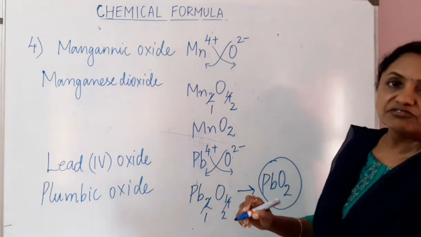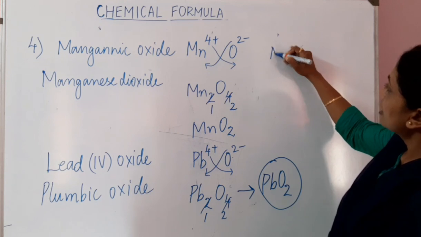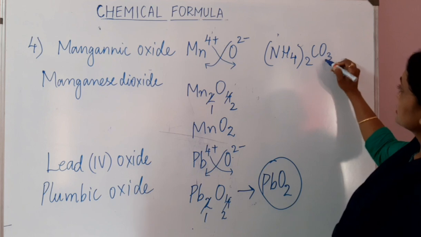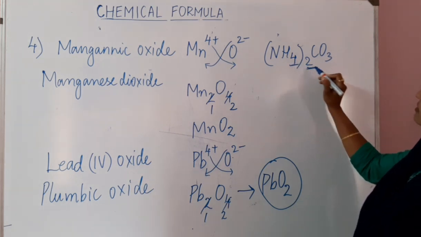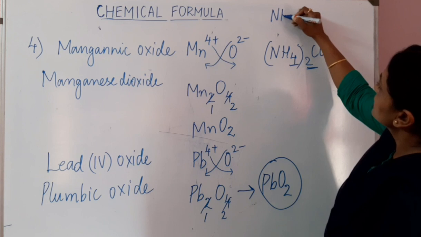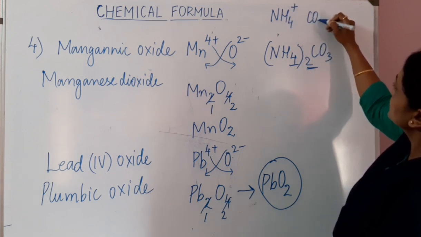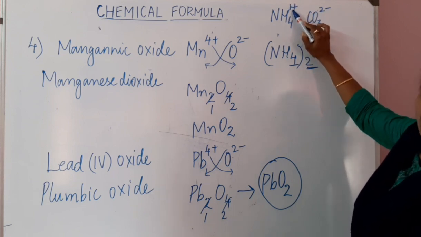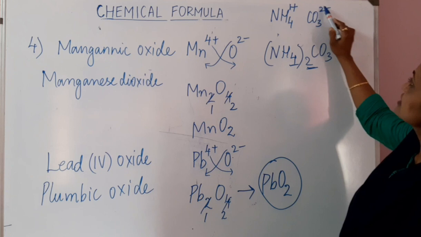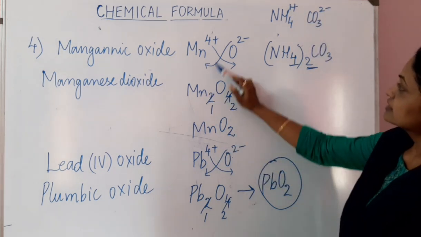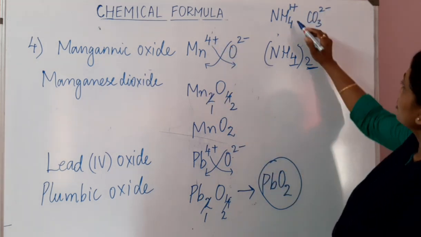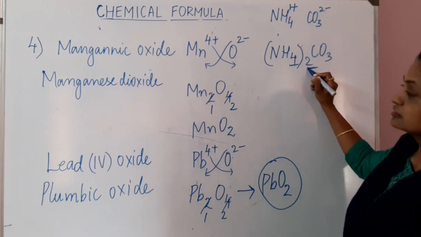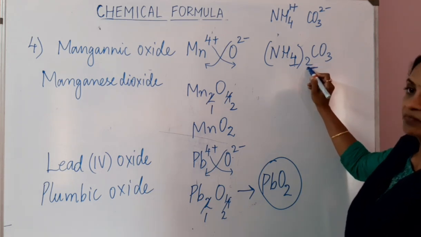One more thing I would like to explain. Suppose I told you ammonium carbonate. Here you cannot cancel. Ammonium is 1 plus and carbonate is 2 minus. One is odd and one is even. Only if the charges are multiples can we cancel them. You cannot cancel after interchanging, because these are the number of atoms, while the charge is what you are bringing down. So this cannot be cancelled.